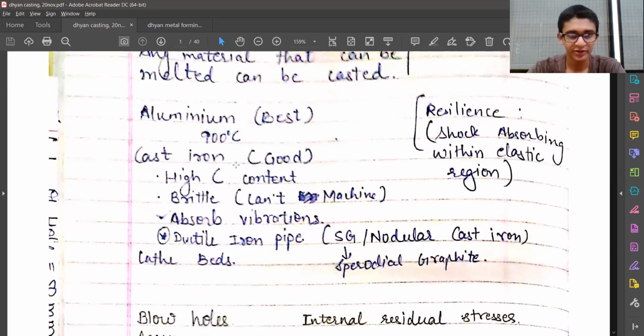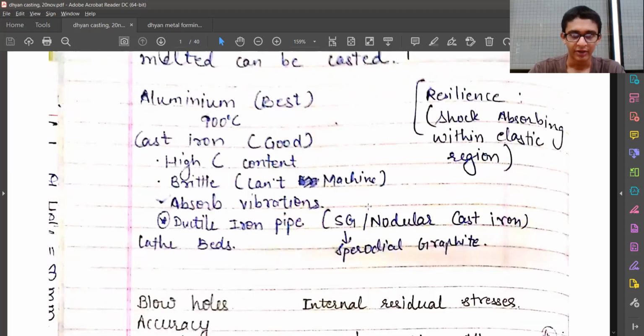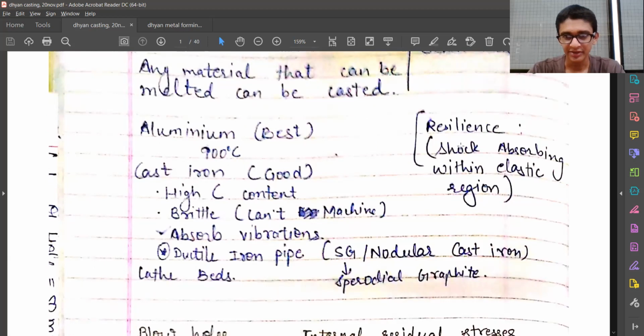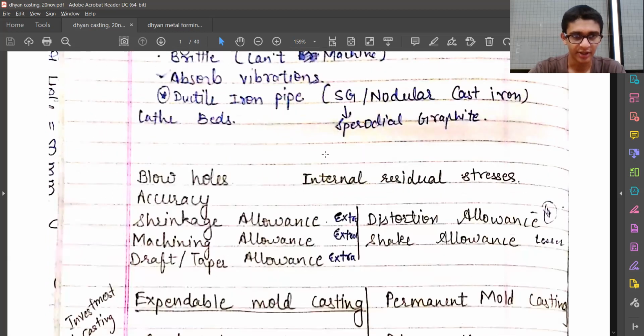On the opposite side, steel is not that brittle. And all the lathe beds, the base on which the lathe machines in our workshop stand, are made of cast iron. And on a side note, resilience means shock absorbing capacity within the elastic region. That is an extra note I have made.